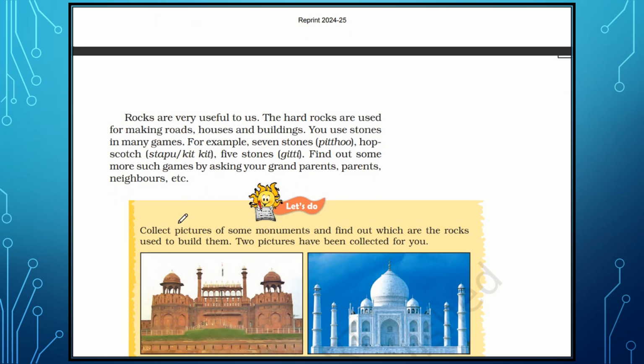Now, rocks are very useful to us. Yes, they are very useful to us. How? Hard rocks are used for making roads, houses, and buildings, and stones are used in many games also. For example, seven stones, pit, and hopscotch are games. Find out some more such games by asking your parents, grandparents, neighbors, etc.